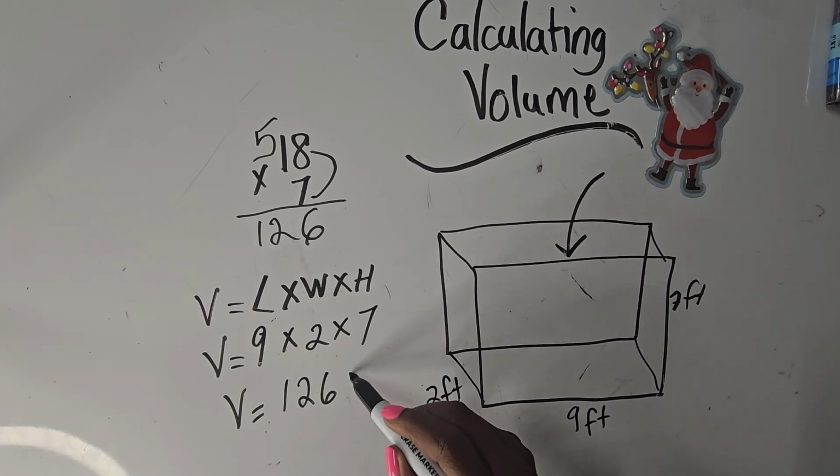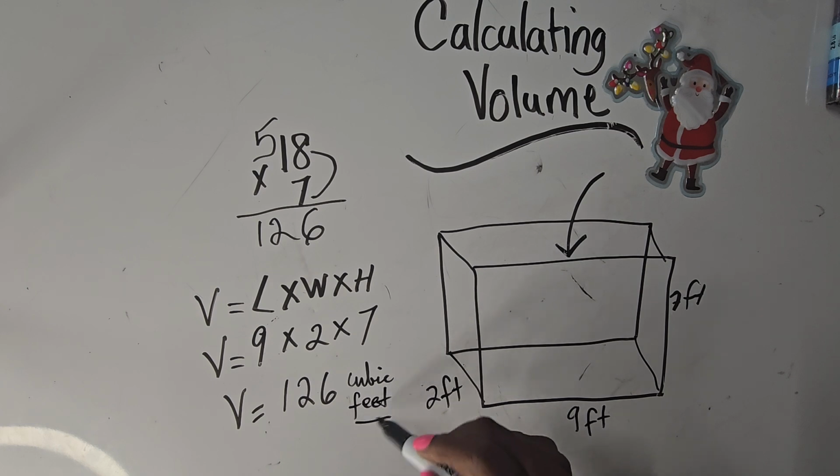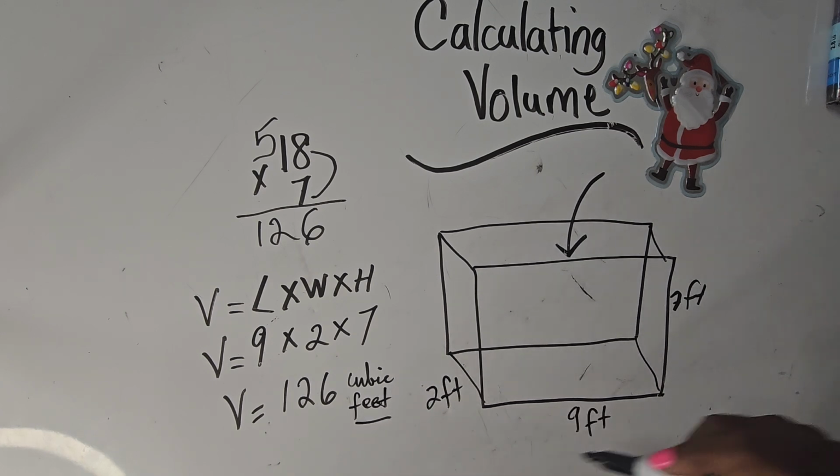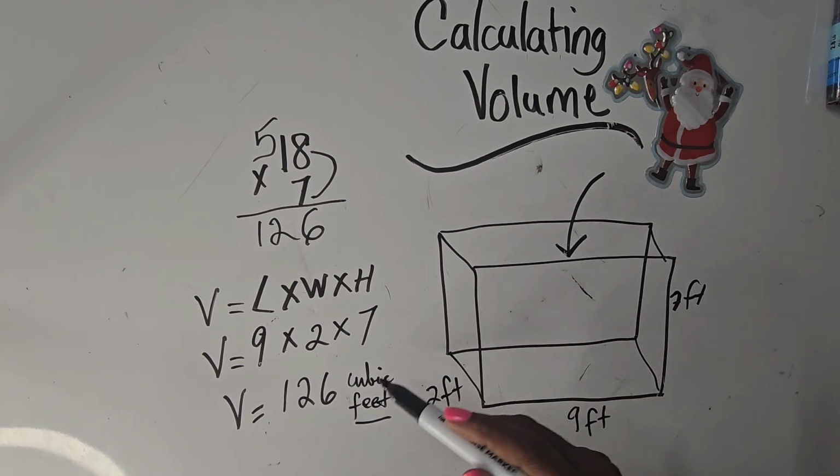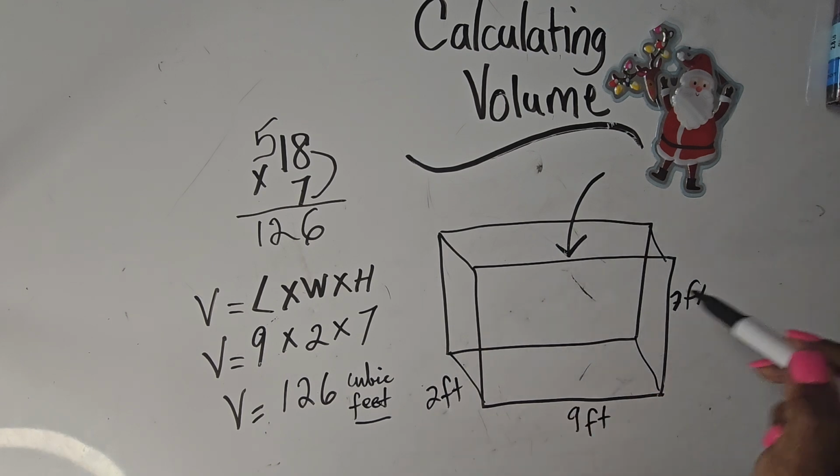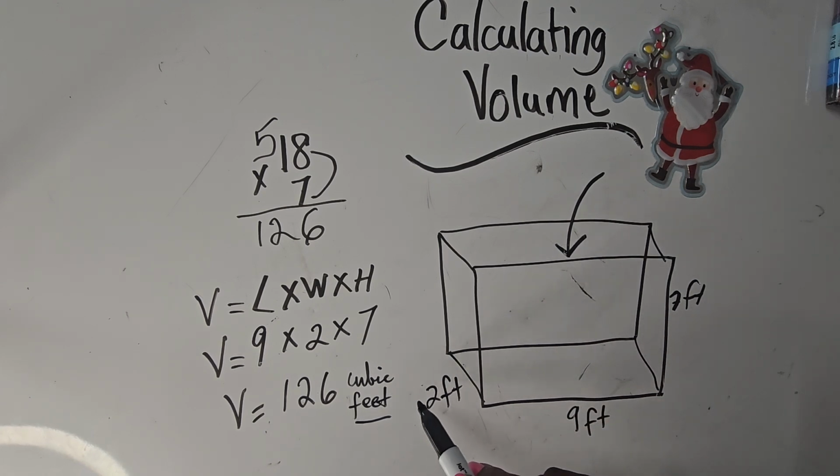I'm going to put my cubic feet because you got to put the units. And we're talking about feet right now. If these were inches, I'd put cubic inches. If these were yards, I'd put cubic yards. Don't forget your units. Let's try another one.